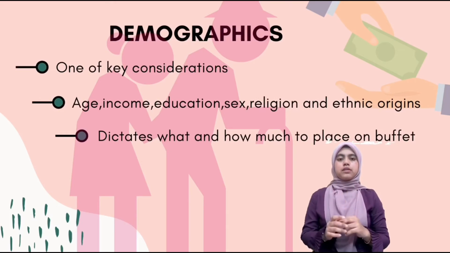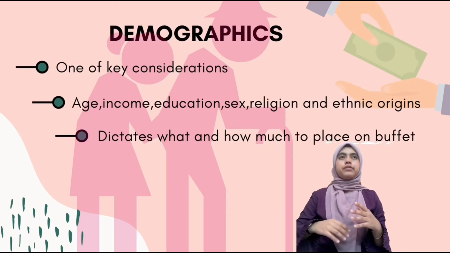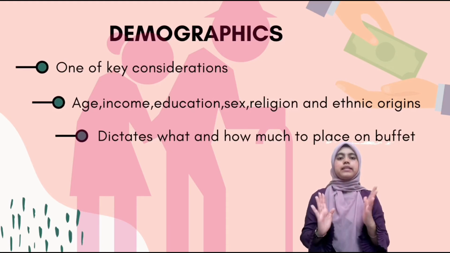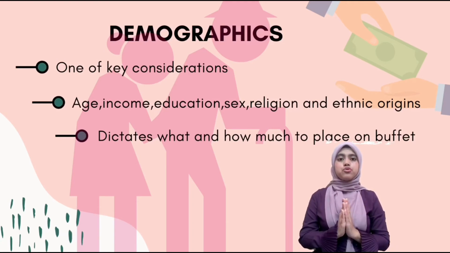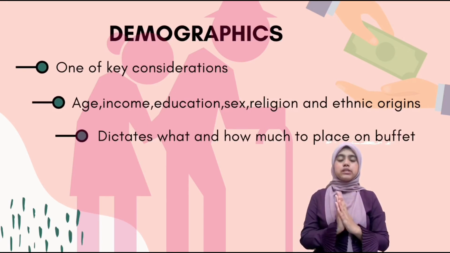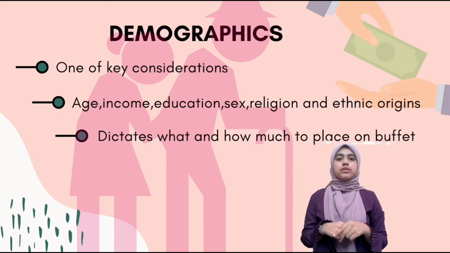Next is the demographics. When writing buffet menus, one of the key considerations is the demographics of the customers involved: age, income, education, sex, and ethnic origins. These must all be taken into account when deciding not only what items to put in the buffet, but also how much of each item. For example, teenagers eat more than adults, right? And quantity is a consideration. They also eat different foods. Therefore, menu selections must be carefully considered.